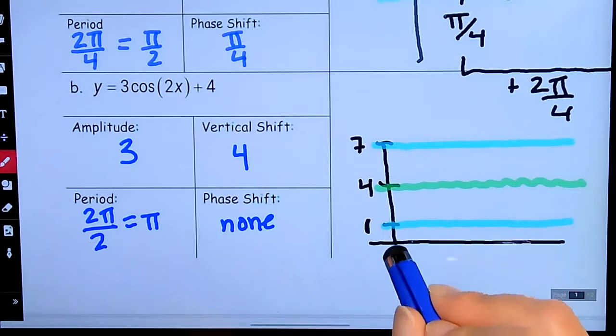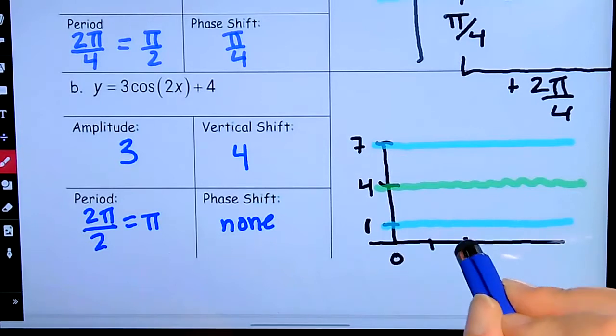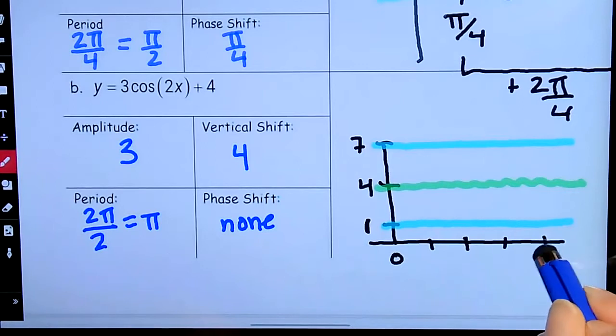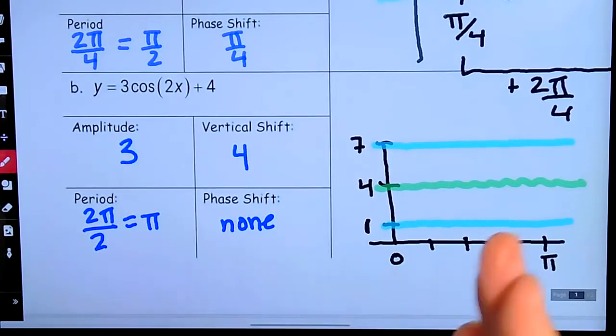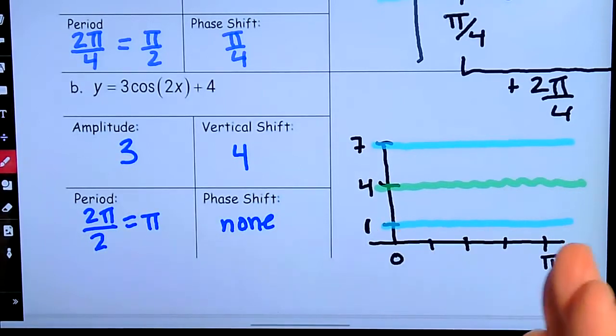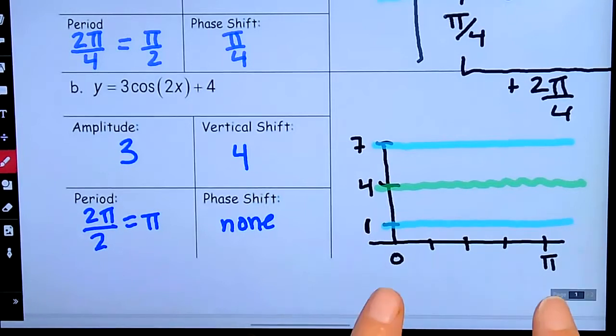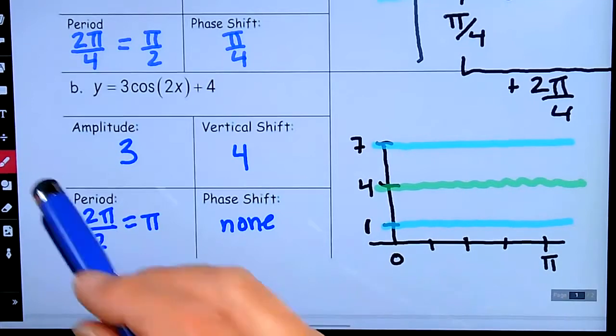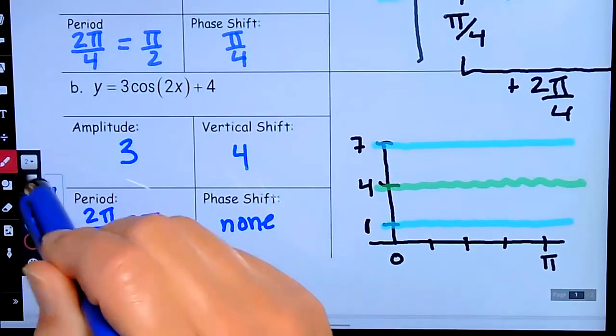So this is my first mark, second, third, fourth, fifth, and that's pi. I don't always end at my period, but I'm moving that far away, pi away. I happen to start with 0, so when I add pi to 0, I end at pi. So now I'm going to graph this.